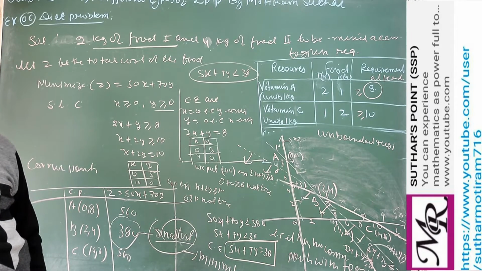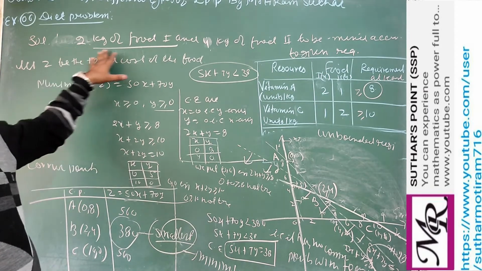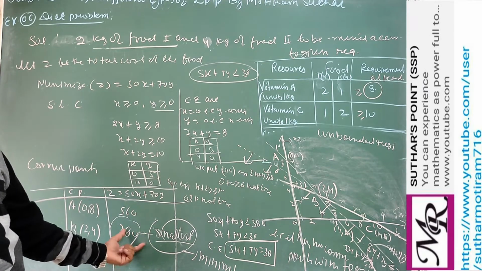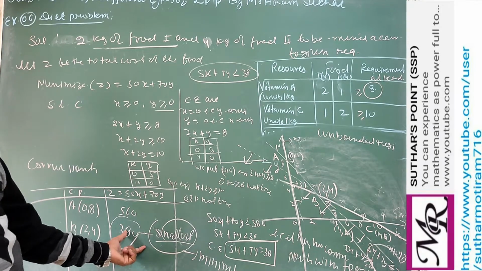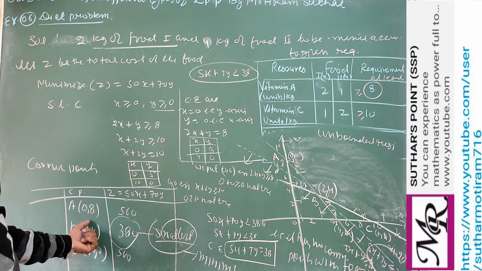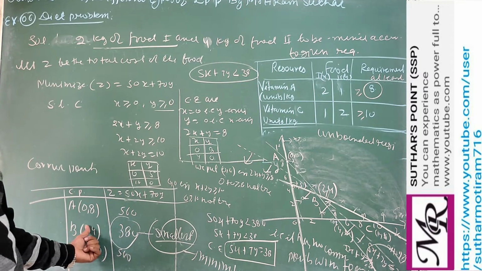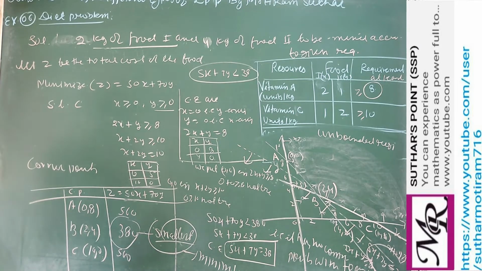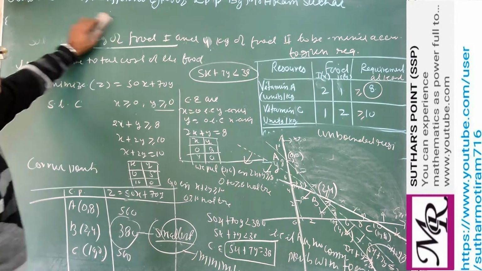So at last we have to always write the answer. The total cost of the food will be 380, and the mixing is 2 kg of the first type of food and 4 kg of the second type of food. So this is all about the dietitian problem, or the problem related to diet.